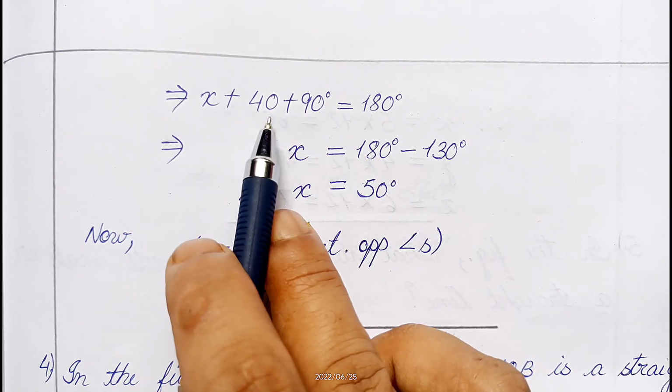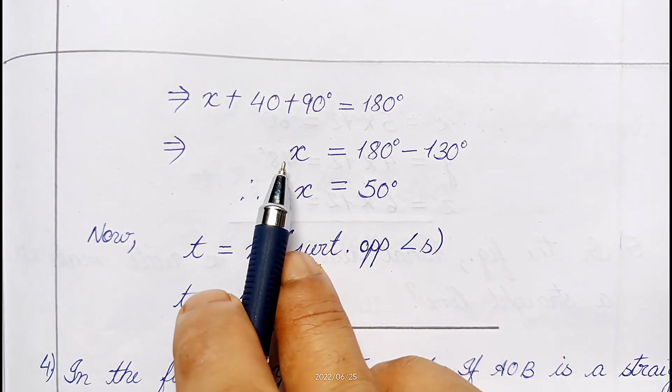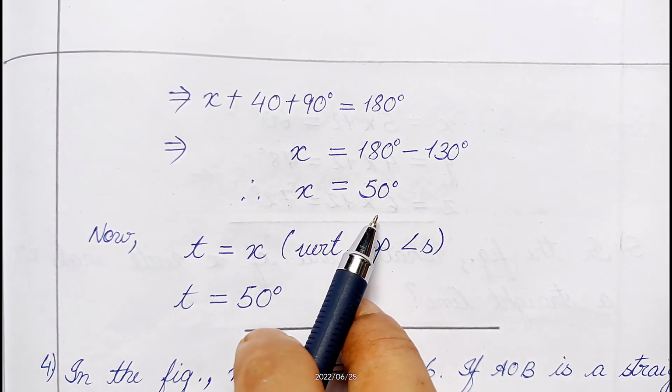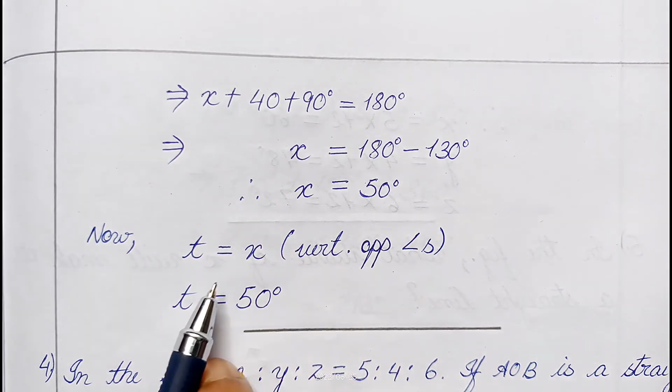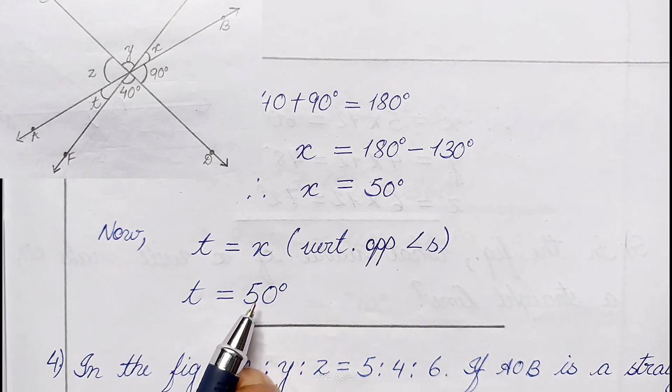So 90 plus 40 will be 130. This 130 I can transfer to the other side. So X will be 180 minus 130. So X equals 50 degree. Again, X and T are vertically opposite angles, and vertically opposite angles are always equal. Therefore, T equals X. That means T equals 50 degree.